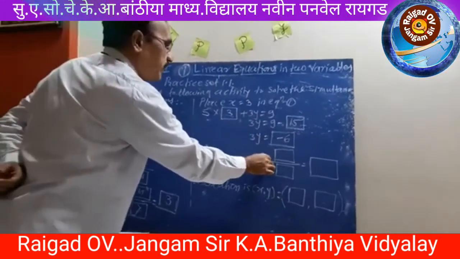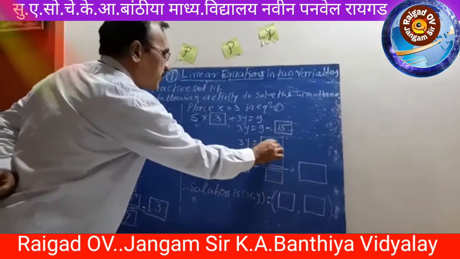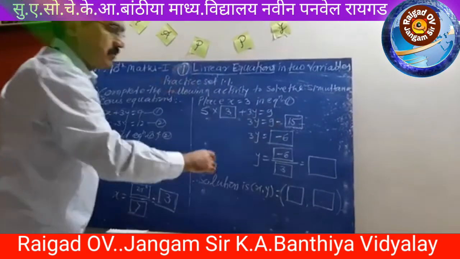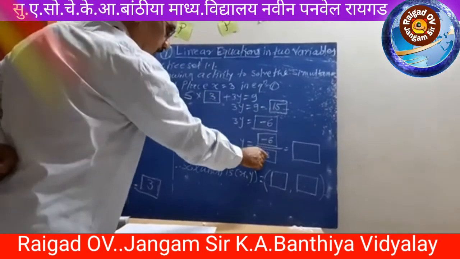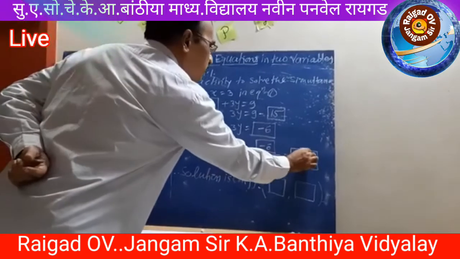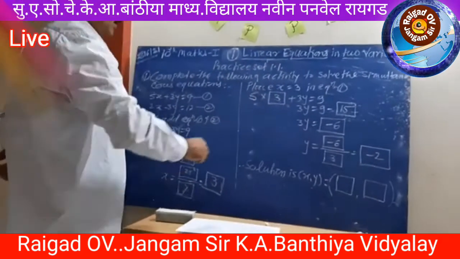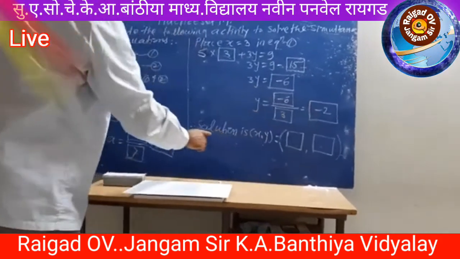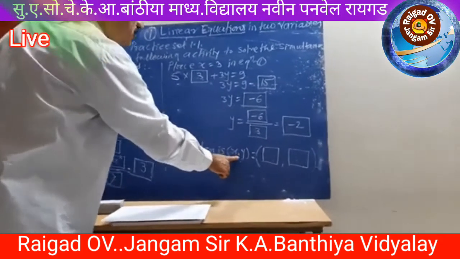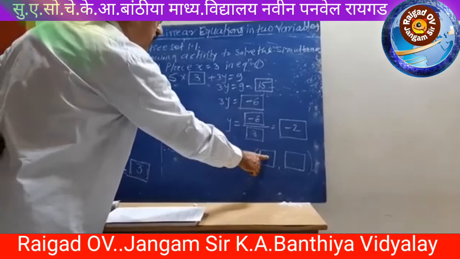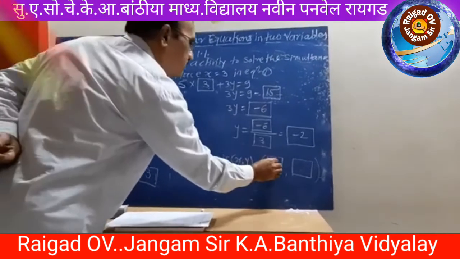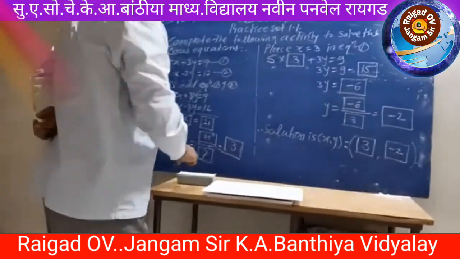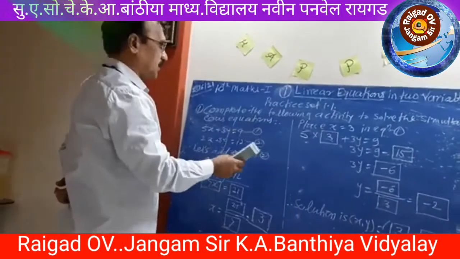Now y is equal to box upon box. Here minus 6 as it is, 3 as it is. Minus 6 by 3. 3 twos are 6, means minus 2. This is the answer of x. This is the answer of y. Now our solution set (x, y) is equal to, in brackets and in the boxes, x is 3 and y is minus 2. This activity is completed here.